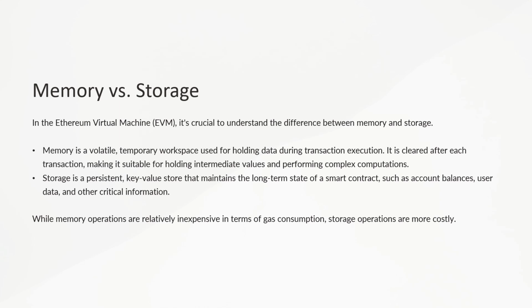Memory in the EVM is like a computer's RAM. It's a temporary fast access workspace used to hold data while a program is running. When the program stops, all data in the memory is erased. Storage in the EVM is akin to a computer's hard drive. It's permanent storage space where data is saved and persists even when the program stops. Accessing and writing to the storage is slower and more expensive compared to memory, but the data remains available for future use.